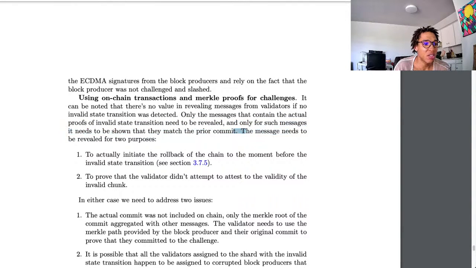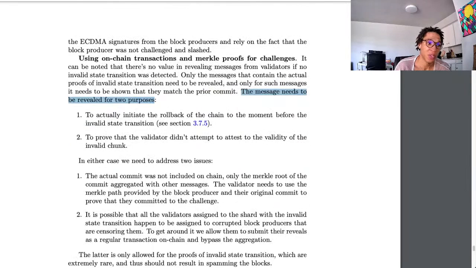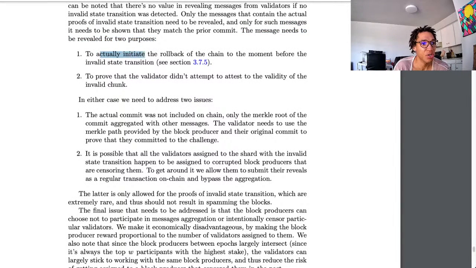The message needs to be revealed for two purposes: to actually initiate the rollback of the chain to the moment before the invalidation condition, which makes sense, and to prove that the validator didn't attempt to attest to the validity of the invalid chunk. Also makes sense. So the message is only there to prove that you're honest or that you're malicious, and to know what point to go back to.